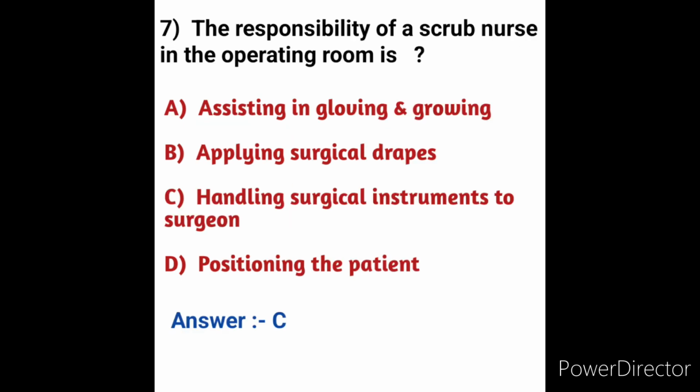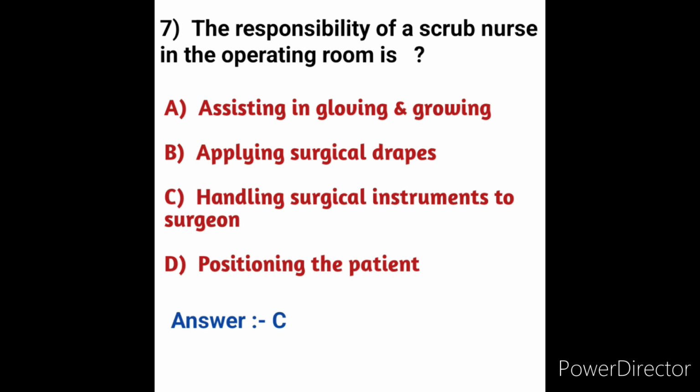The responsibility of a scrub nurse in the operating room is, we will see the options here. Option A assisting in gloving and gowning. Option B applying surgical drapes. Option C handling surgical instruments to the surgeon. Option D positioning the patient. The responsibility of a scrub nurse. The scrub nurse role is option C, handling surgical instruments to the surgeon. Here option C is the correct answer.